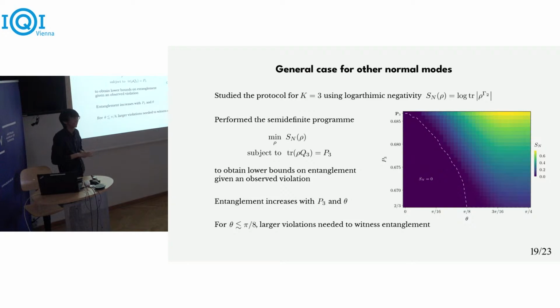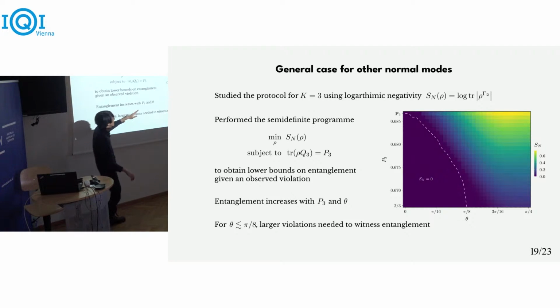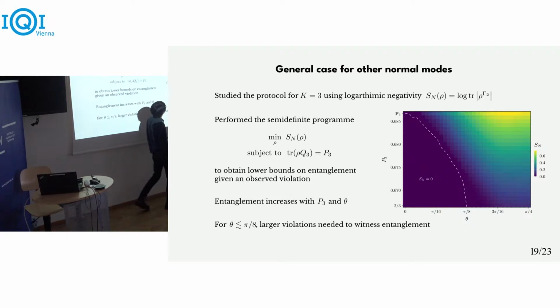Sorry, can you repeat what it means to be within this dashed line? I had understood that P3 larger than 2/3 is a witness of entanglement. Yes, P3 is a witness for entanglement if the mixing angle is pi/4. That's the one that we have an analytic result for. So it's this particular line we have an analytical result for. Everything else is numerical.